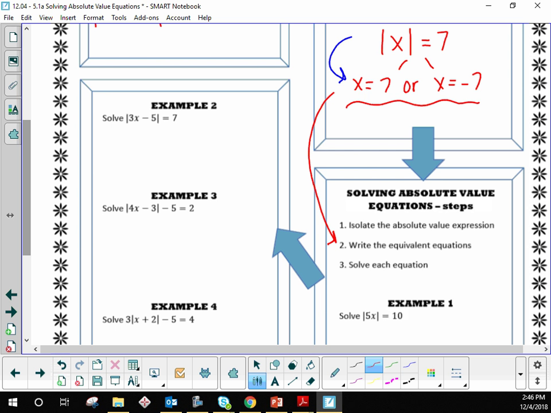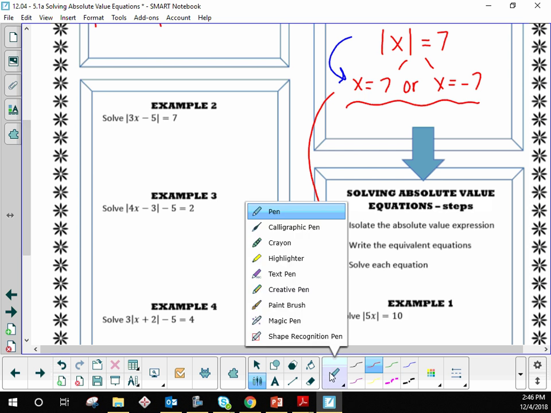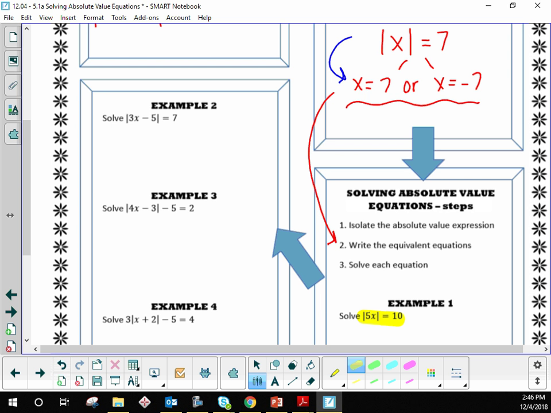So example 1 is almost just like the previous one. This equation is pretty similar to this one. The only real difference is there's now a 5 inside the absolute value, like a coefficient there. But we're going to set it up the exact same way. So here, when we had absolute value of x equals 7, we have two equations.